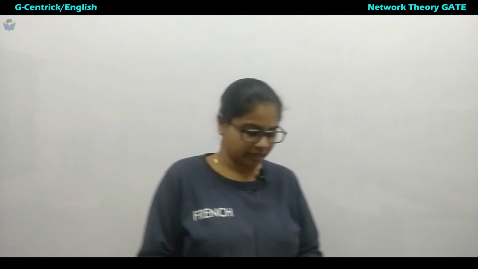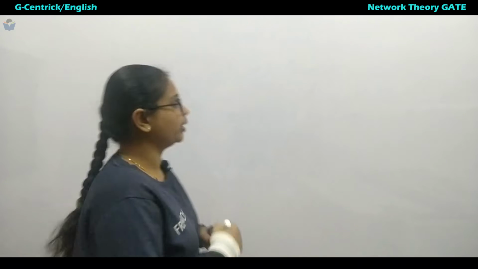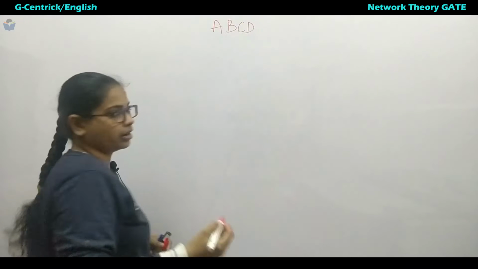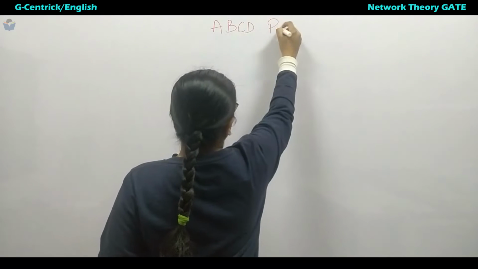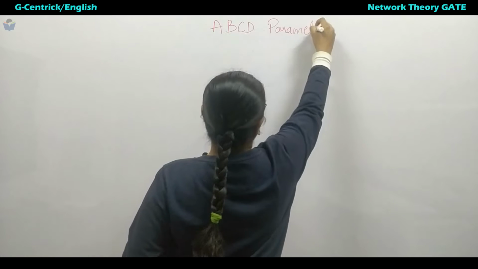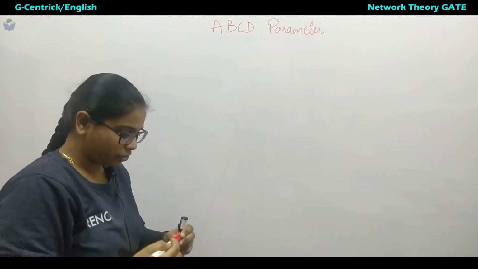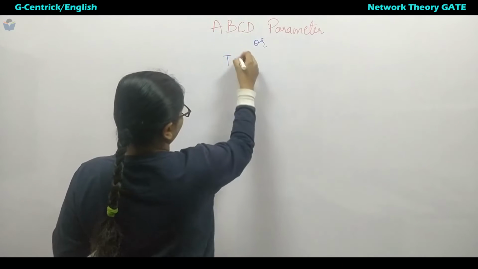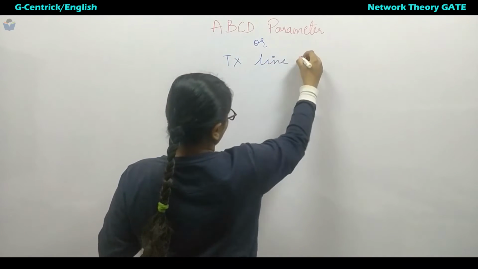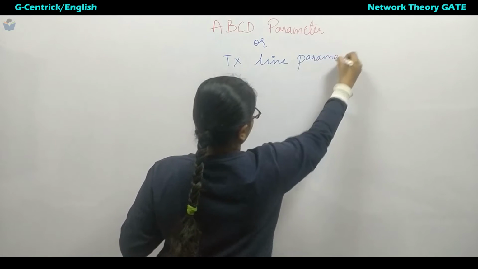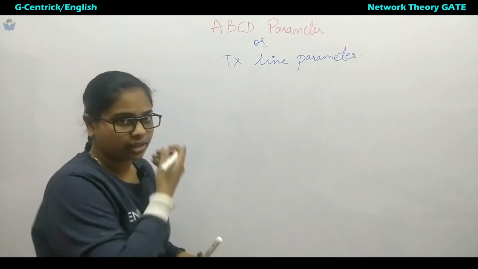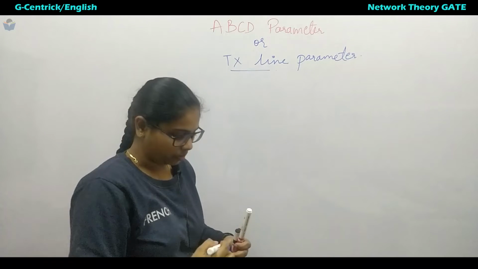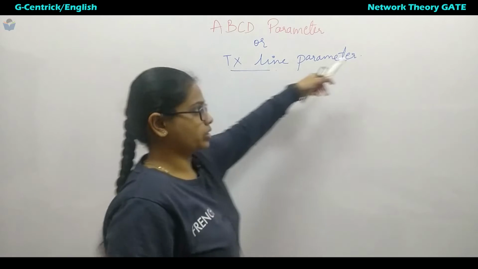So in this lecture, we will continue with our two-port network, that is ABCD parameters. Till now we have completed Z parameter and admittance parameter. So this is nothing but ABCD parameter, or another name for this that we can call is transmission line parameter. That is because we have seen in the introduction lecture itself that it is used in the power system. So transmission line is used in power system. That is why we will also call it transmission line parameter.